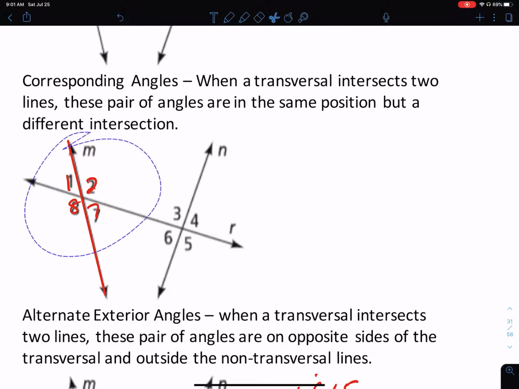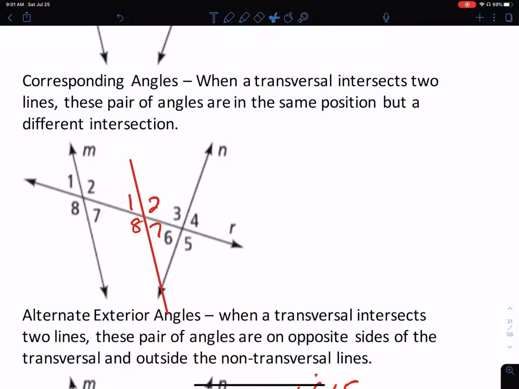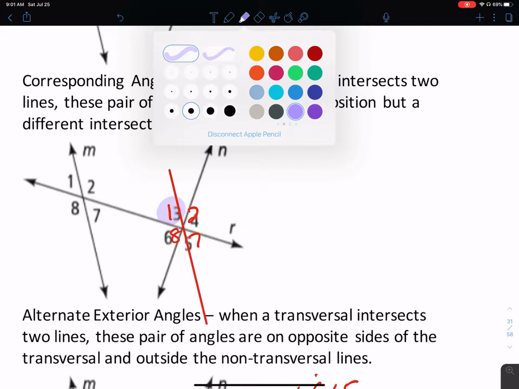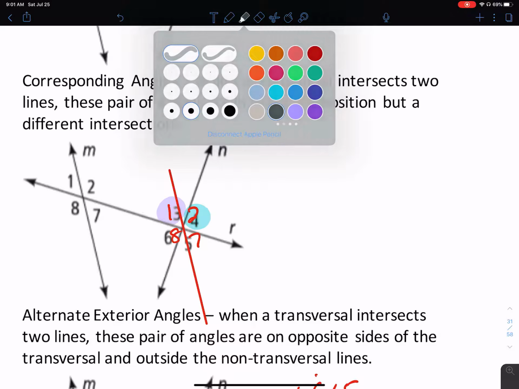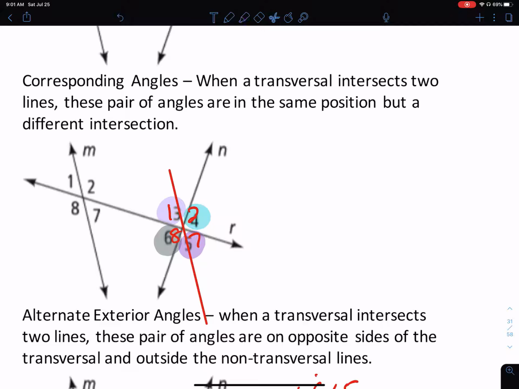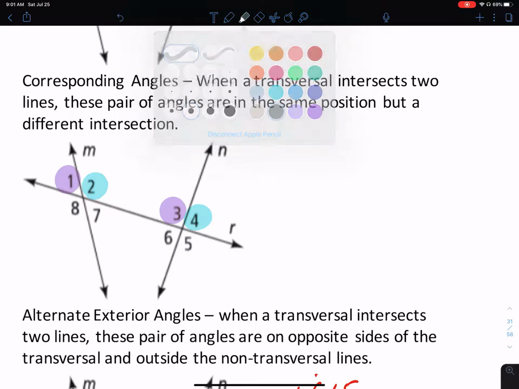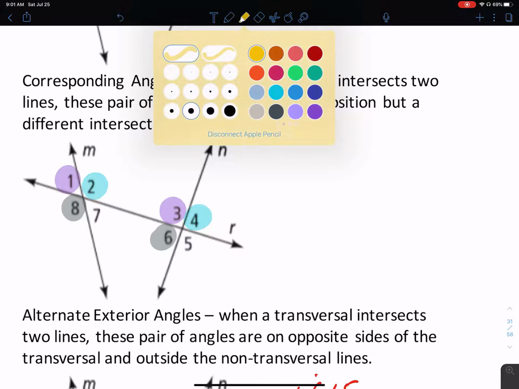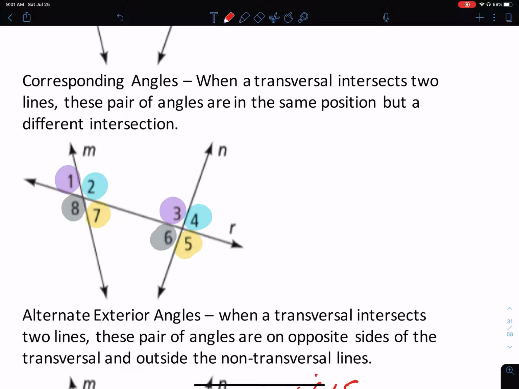If I were to take this non-transversal and slide it down here with this other transversal, notice how angles 1 and 3 are overlapping, 2 and 4 are overlapping, 6 and 8 are overlapping, and 7 and 5 are overlapping. Each pair of those overlapping angles, those are corresponding angles. So 1 corresponds to 3, 2 corresponds to 4, 8 corresponds to 6, and 5 corresponds to 7.